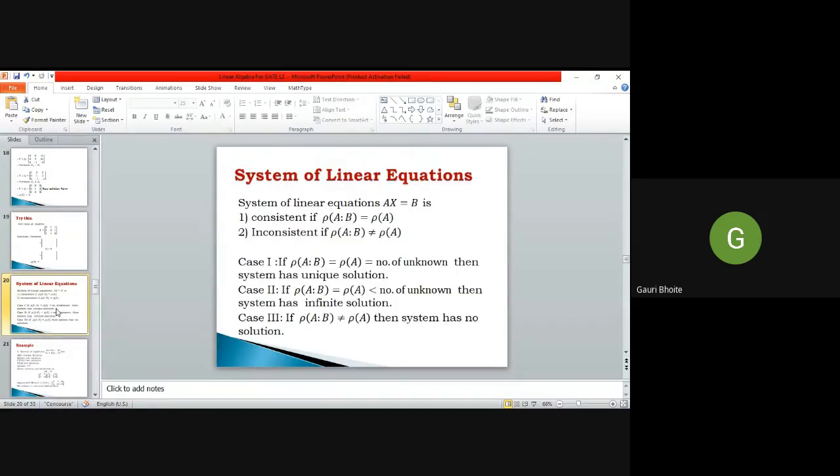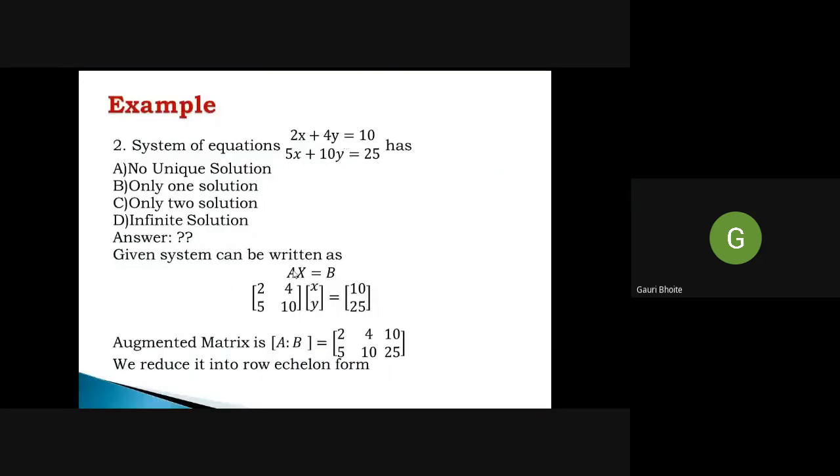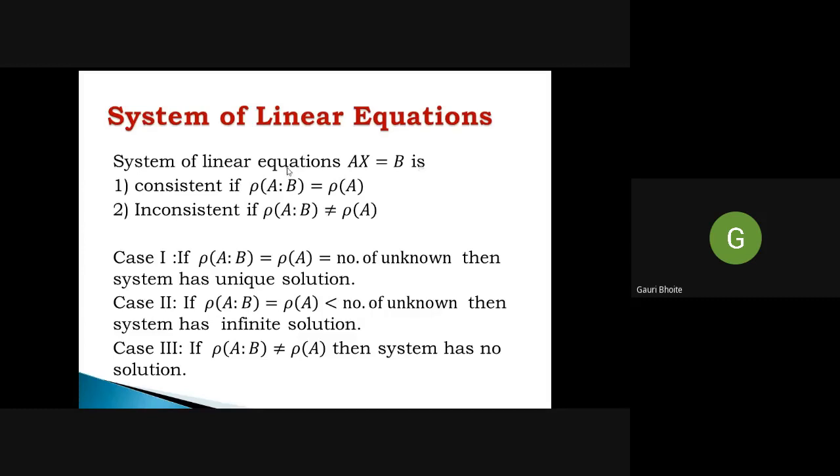Every system of linear equations we can write in matrix form Ax equal to B, where A is the coefficient matrix, X is the matrix of unknowns, and B is the RHS matrix. Here it is 2x plus 4y equal to 10, 5x plus 10y equal to 25. I represent this with the coefficient matrix 2, 4, 5, 10, times x, y, equal to 10, 25 as the RHS. So every system of linear equations we can represent in matrix form Ax equal to B.